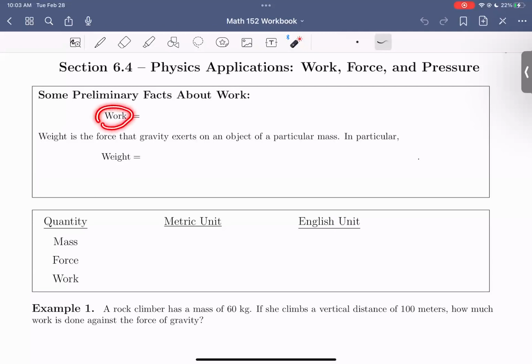So work is a quantity created by multiplying force times distance. And usually when we're referring to work, we're referring to how much work it takes to move an object. So the force that we need to apply on the object times the length or distance that we apply that force for. All right, so that's work.